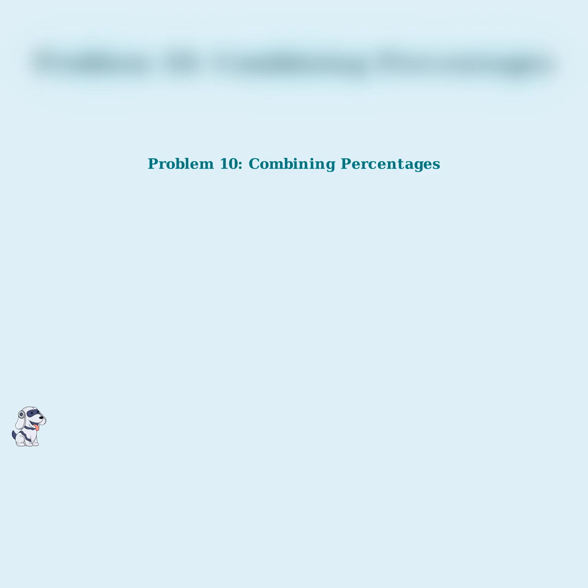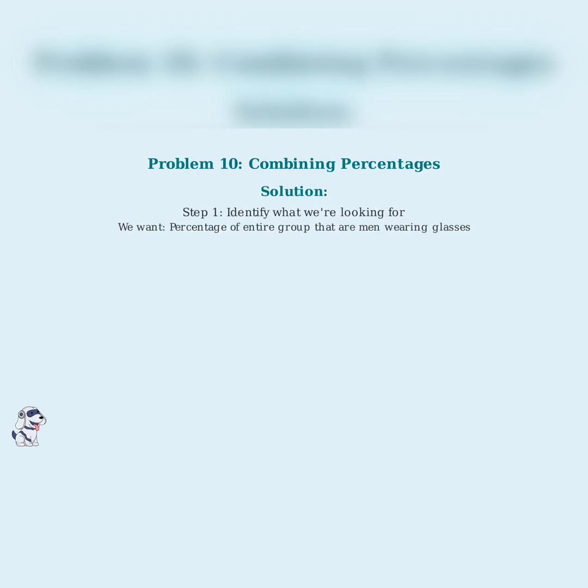Let me show you the step-by-step solution. First, let's understand what we're looking for. We want to find the percentage of the entire group that are men wearing glasses. The key insight is that we need to find 20% of 30%. This means we multiply the two percentages together.